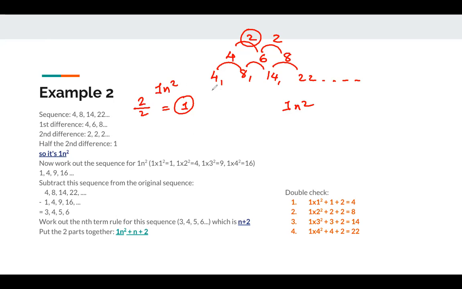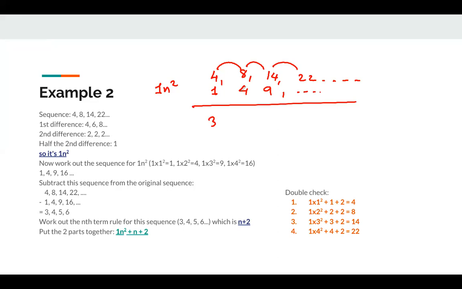If I put n as 1 here, I get 1. If I put n as 2, I get 4. If I put n as 3, I get 9, and so on. Now you're going to subtract these values that you got here from the original sequence, which is 3, 4, 5. Sorry, this is 4. This is 4. This is 5. Then 6, and so on.